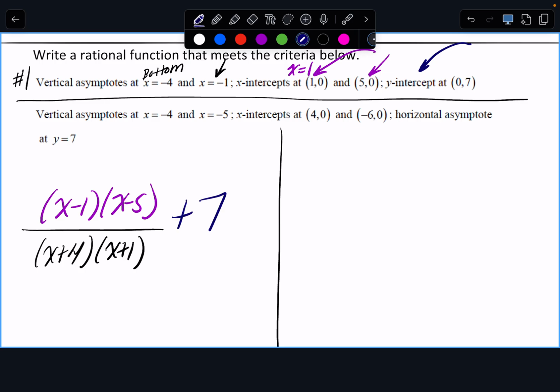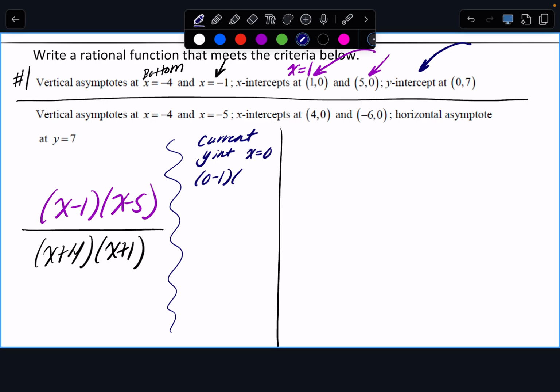Do you know how many kids will just go like this, plus 7? That's wrong. If you put plus 7 out here, that doesn't mean your y-intercept's at 7. Whoever said the y-intercept is out there? No one. So you have to say, okay, let's say, pretend this is my answer right now. What is the current, this should be your question, what is the current y-intercept if I call that my answer? So y-intercept is x is 0. So you need to go plug in 0 and see what you're at currently.